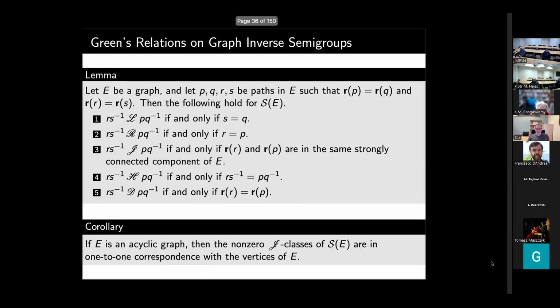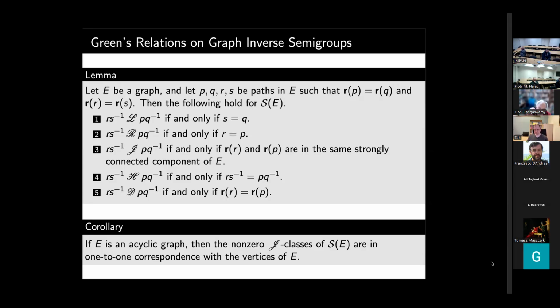Okay. So now let's look at the J relation. RS inverse and PQ inverse are J equivalent if their range vertices are in the same strongly connected component of the graph. Strongly connected component means if you take two vertices in it, there's a path from one to the other in both directions, in case you don't remember. So you require that there is a directed path in both directions. That's right. If you take any pair in any order, there's a path from one to the other.